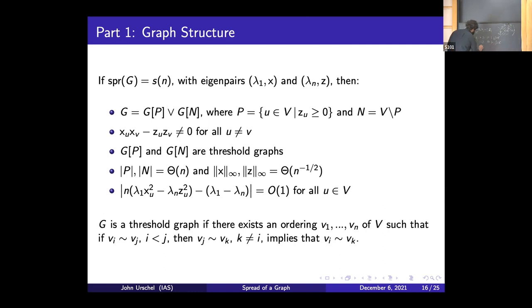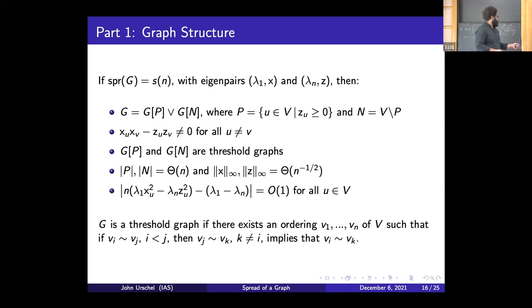And in fact, it takes a little bit of work, and I can sketch a proof that this zero case actually does not occur. So it really is one or the other. That tells you that you can write your graph as the join of two graphs, one where this eigenvector z is positive, and one where this eigenvector z is negative. And each of these graphs has a nice structure. They're so-called threshold graphs. There are a number of equivalent definitions, but one is that there's an ordering of your vertices such that if vertex i and vertex j are adjacent to each other and i comes before j, anything j is adjacent to, i is also adjacent to. So you get this really nice structure.